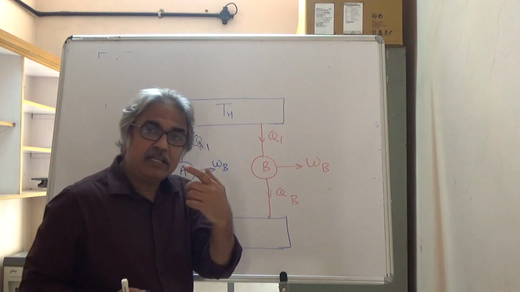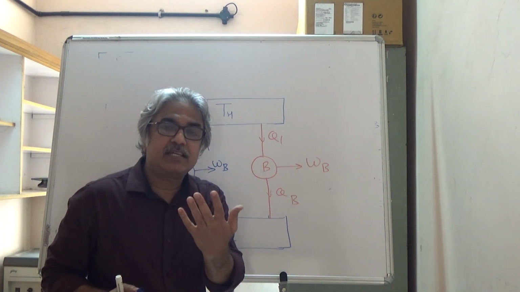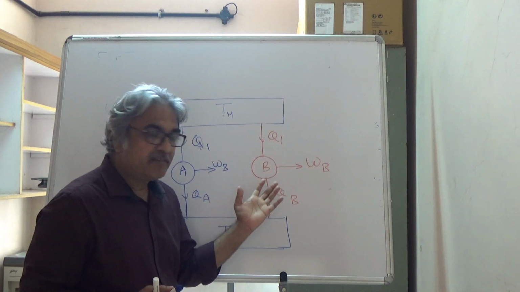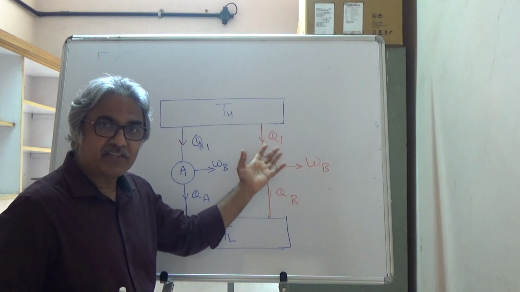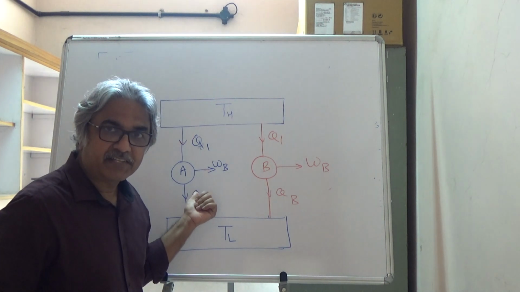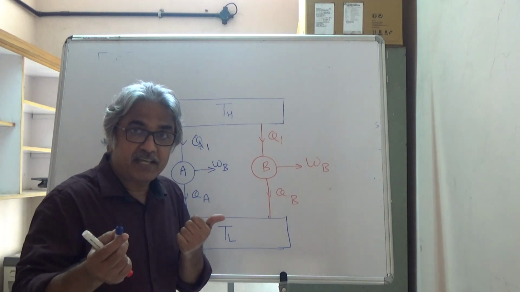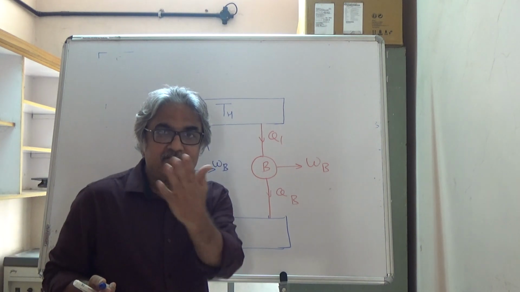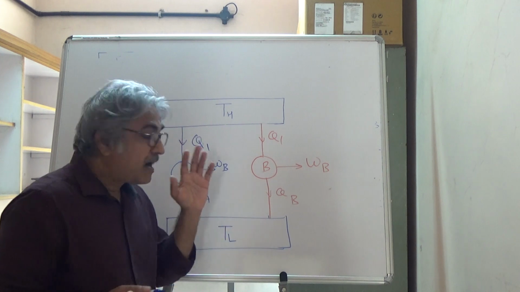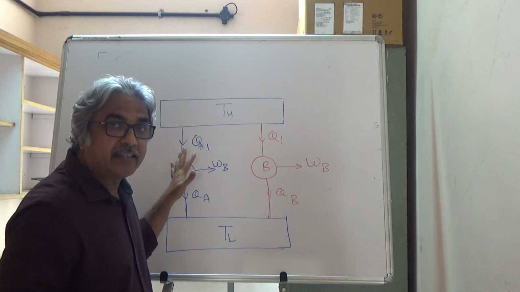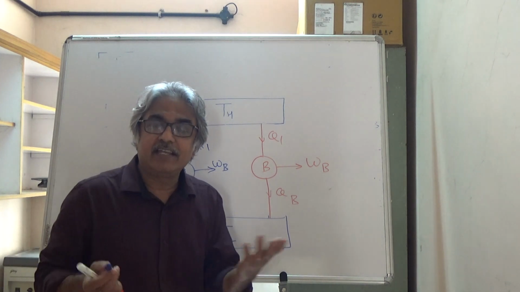So this is a reversible engine. Now, the Carnot theorem says that the efficiency of a reversible engine is greater than a non-reversible engine. That's what Carnot theorem says, and you can go back and play this video again. So efficiency of this is greater than this.